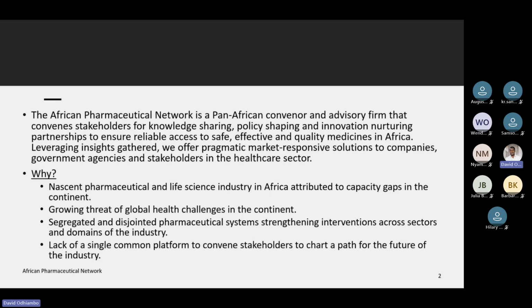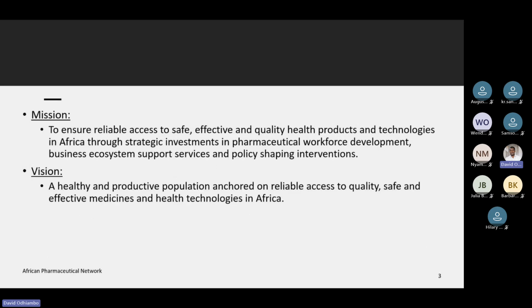The question is, how do we build a robust ecosystem that is able to predict, prevent, and, when outbreaks do occur, respond in a robust way that keeps people healthy and safe where they need to be? Everybody has been working in their silos, and we're trying to bridge that gap. The last piece is being that platform to facilitate those conversations, but also to unlock value where people need it. So our mission as an organization is to ensure reliability and access to safe, effective, quality health products and technologies through strategic investment in workforce development, business ecosystem support, and policy shaping interventions.